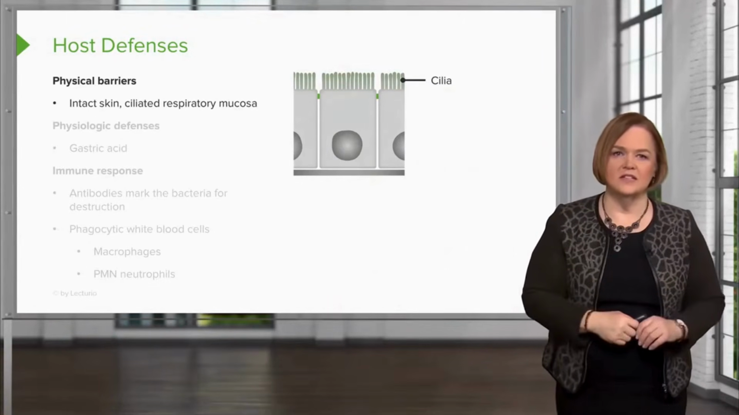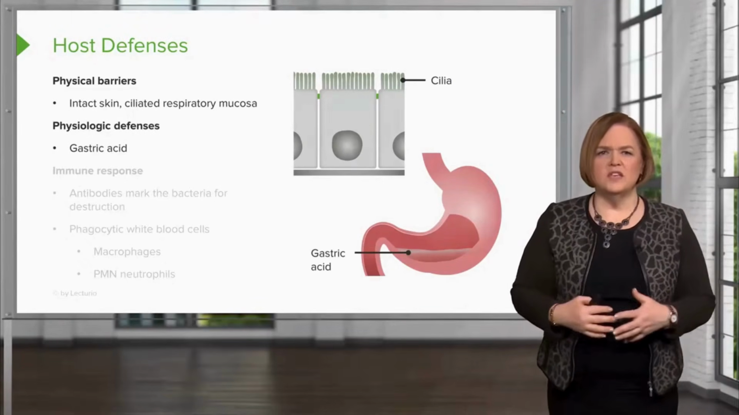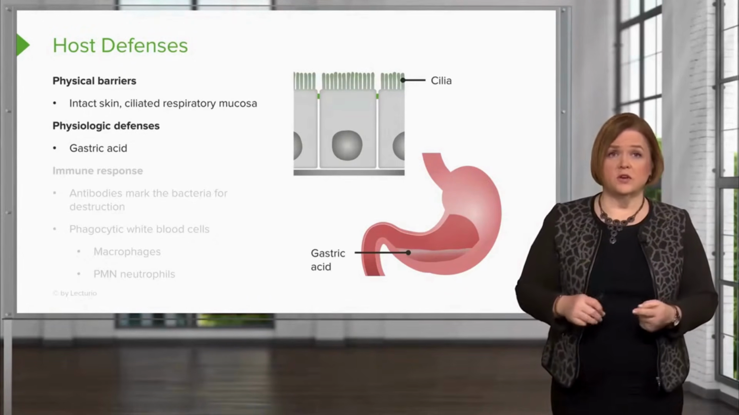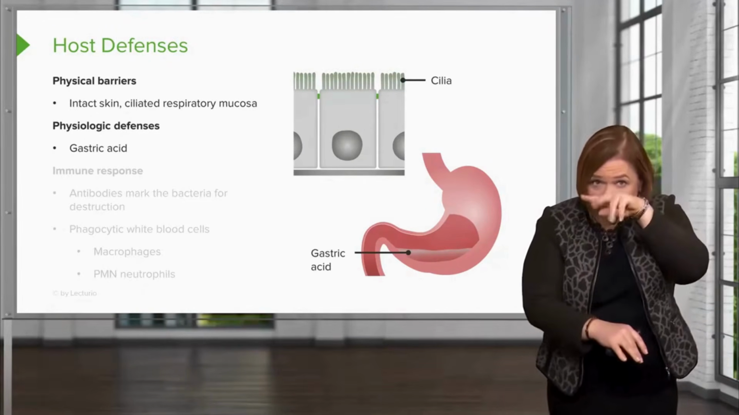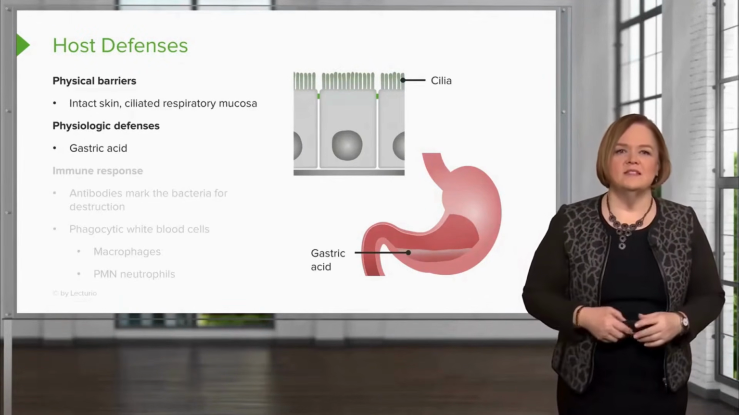That's a really good deal because the gastric acid in my stomach will usually kill those bacteria. So the first two host defenses we're talking about are physical barriers like my skin and the cilia, and the physiological defenses are like the gastric acid in my stomach.